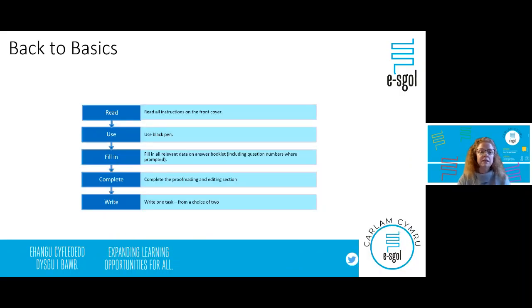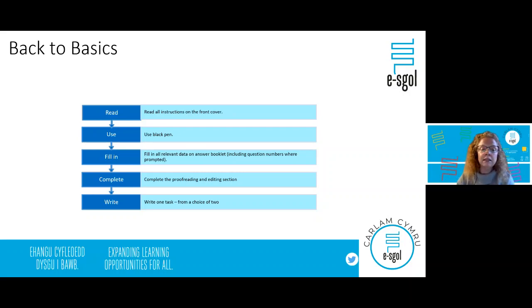So back to those basics, you need to read all the instructions. You've got to use black pen. It's really, really important that you do. Make sure you fill in the relevant data, and for the writing section, write down which question number you're taking, which choice you've chosen. Make sure you do both the proofreading and the editing section on this paper. It can make a difference. You can gain or lose 10 marks just by doing that proofreading and editing section. So make sure you cover all the bits of the paper.